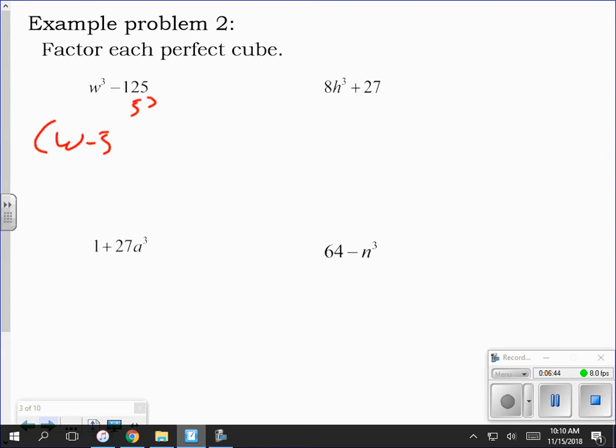w minus 5 times w squared plus, multiply the 2, 5w plus 5 squared. The quadratic on the sum and difference of cubes is never factorable. That's it. You're done. This quadratic here, w squared plus 5w plus 25, is never, ever, ever factorable. So if it's the sum or difference of two cubes, you do the formula, you're done, you're finished, you can't go any farther than this.